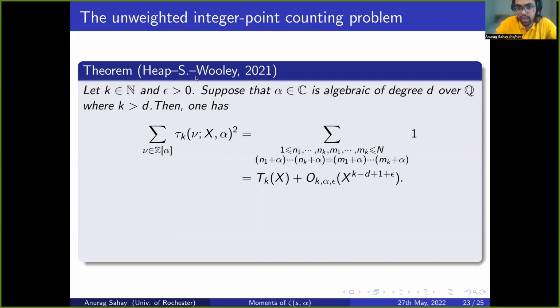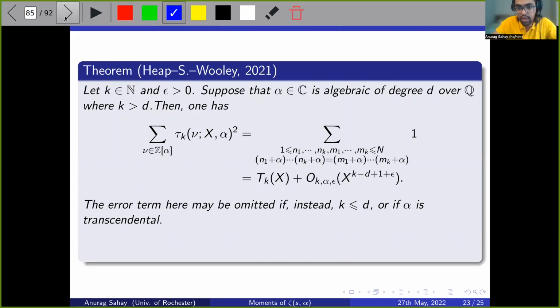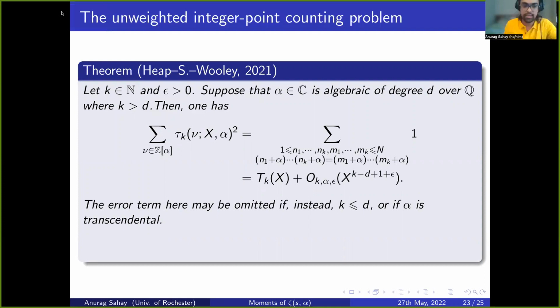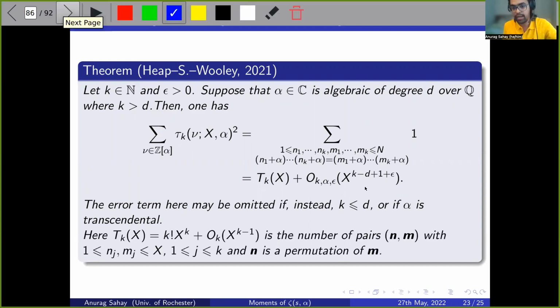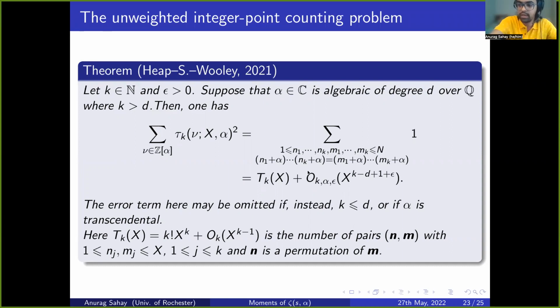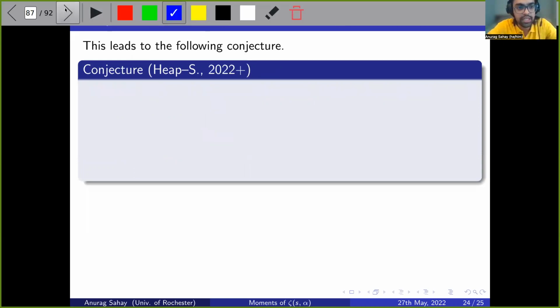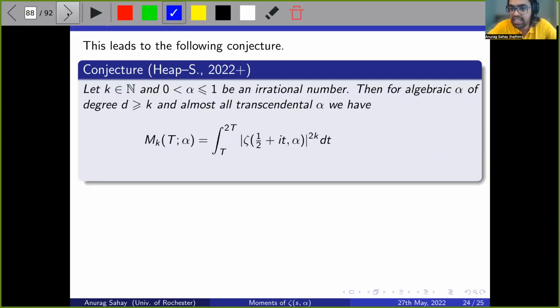So Tk of x here is the number of ways to write m as a permutation of n. And I would not spend so much time on this because Trevor spoke about this. This leads to a conjecture, which is that if you look at the moment of the Hurwitz zeta function, it should actually be k factorial log t to the k instead of log t to the k squared.